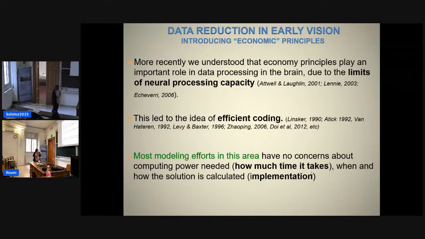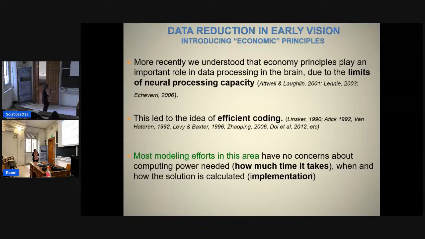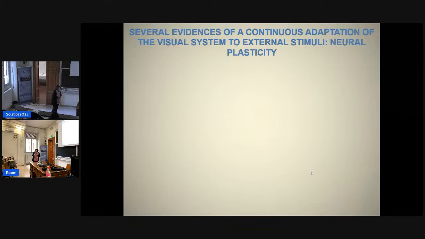Now, most modeling in this area doesn't take into account how much time it takes to implement the equations that they use, so the computing power that is needed. And also, the problem of implementation is not correctly addressed, because they don't take into account how these equations are calculated. And then there is another issue.